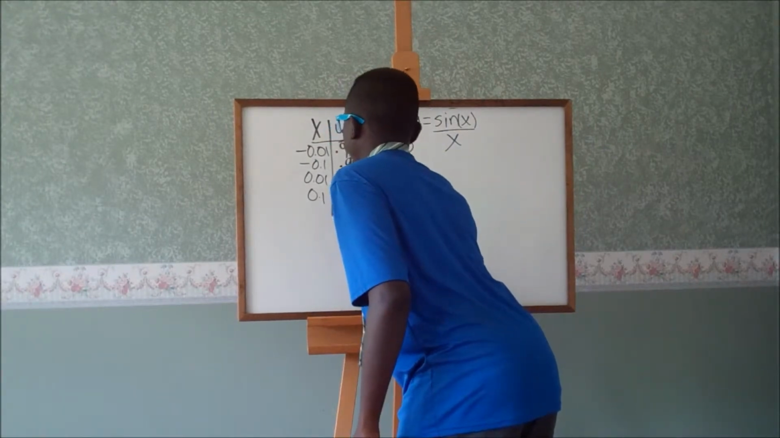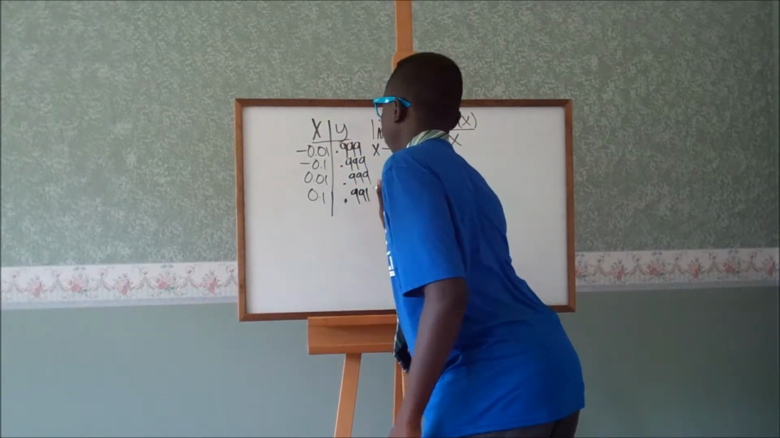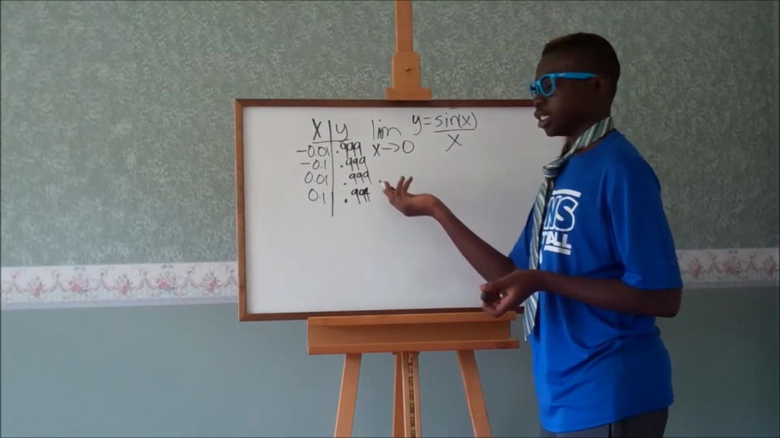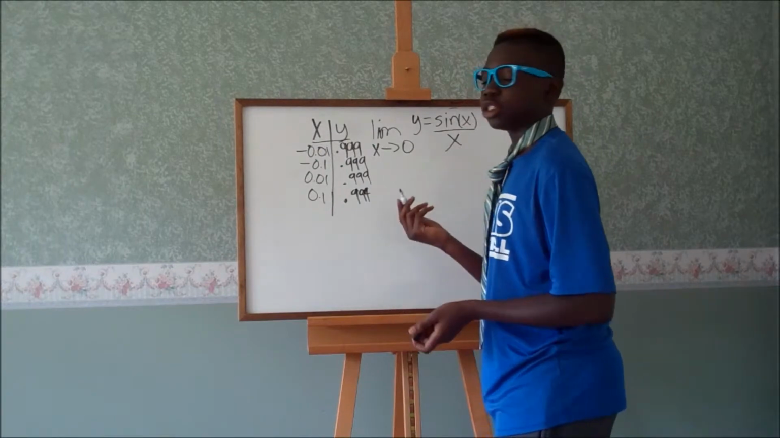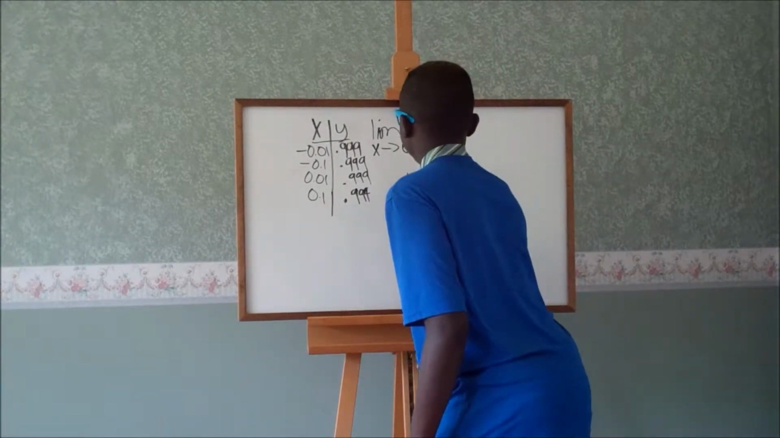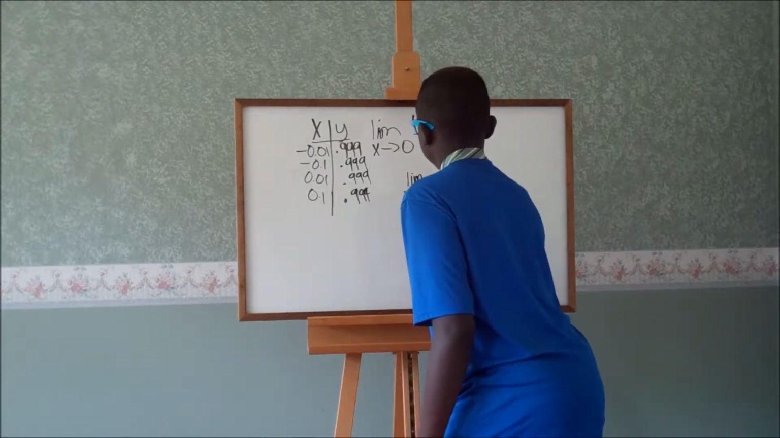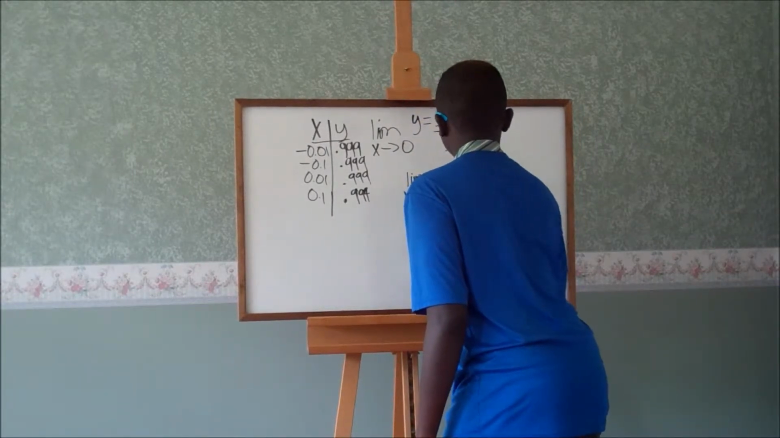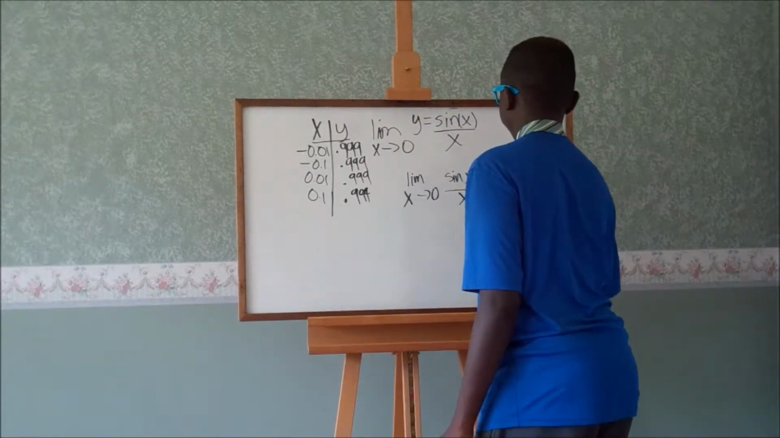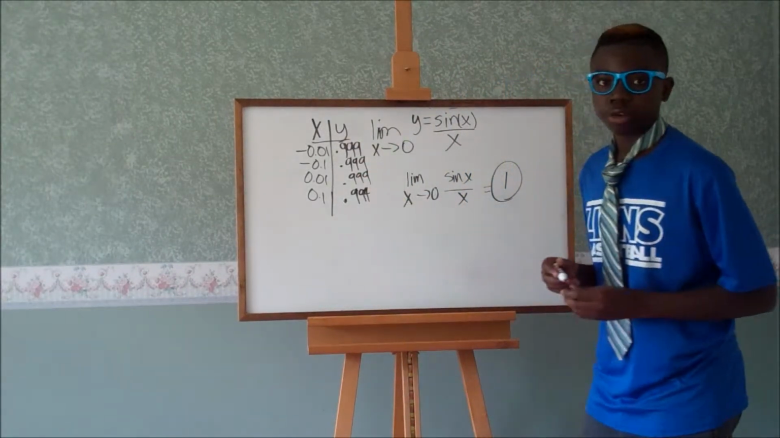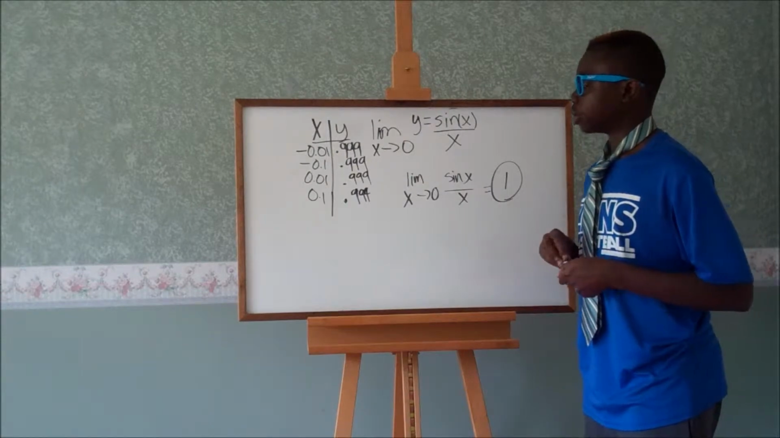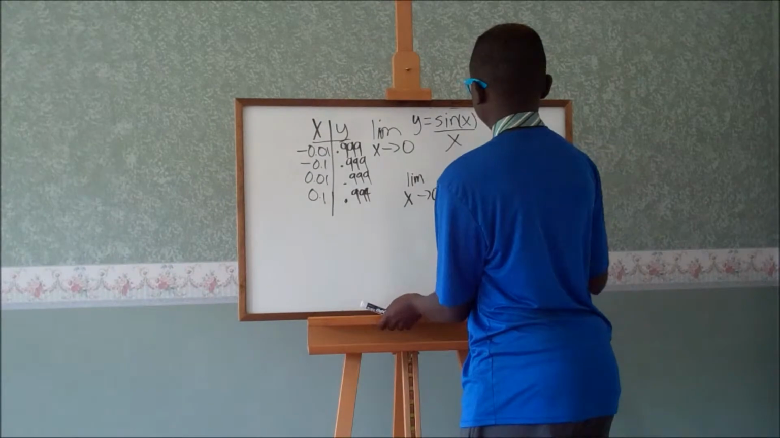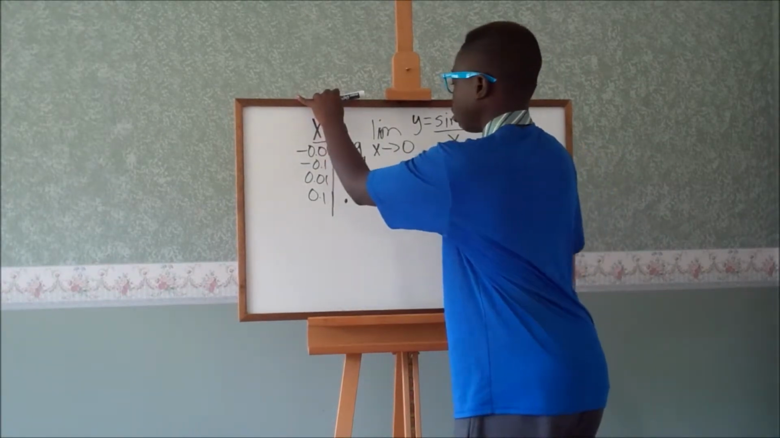Now, if you look at all 4 of these values, you can tell that it's really close to the number 1. And in this case, that is actually the answer. The limit as x approaches 0 of sine x over x is indeed 1. Now that's how you solve it by using a table. Second method in solving limit equations, I'll show you in 1 minute.